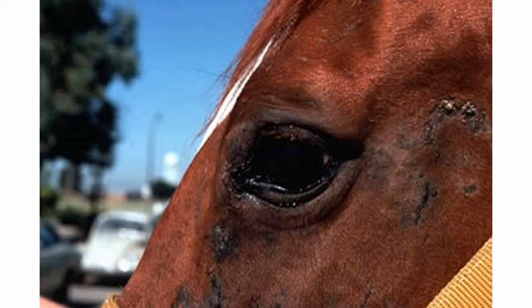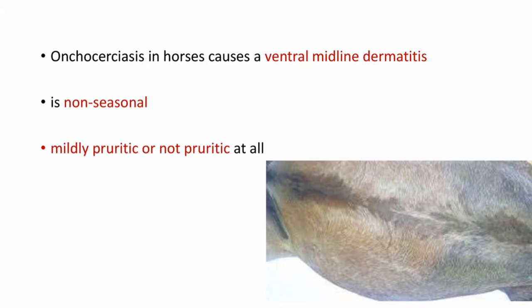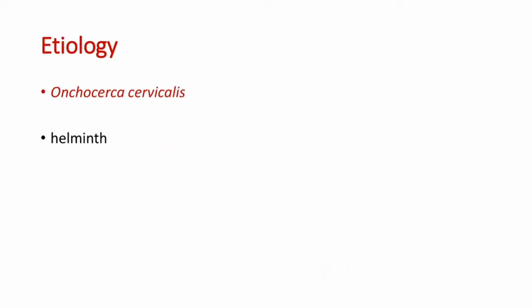And prior to the other details, I want you to remember three important points about this disease. One, this is a non-seasonal disease. And onchocerciasis in horses causes ventral midline dermatitis. It is mildly pruritic or not pruritic at all. Coming to the etiology, a helminth parasite called Onchocerca cervicalis is the causative agent of this disease.